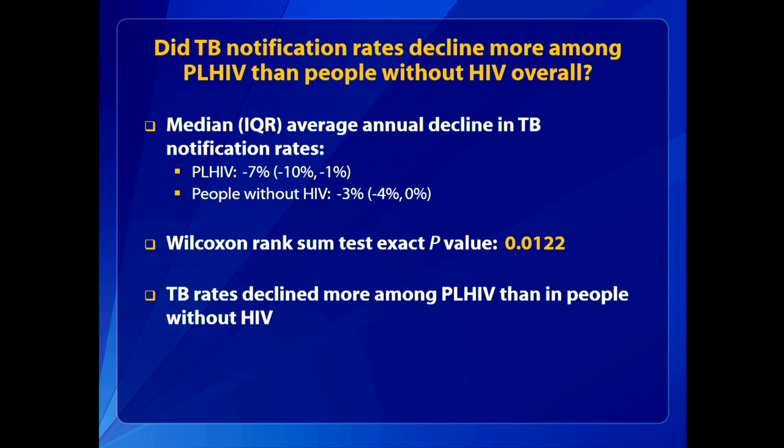So did TB notification rates decline more among people living with HIV than people without HIV overall? During this period, the median annual decline in TB notification rates among people living with HIV was 7%, compared to a decline of only 3% for people without HIV, and this difference was statistically significant. Therefore, if we take all the countries together, we see that, in general, TB rates have declined statistically more among people living with HIV than people without HIV.